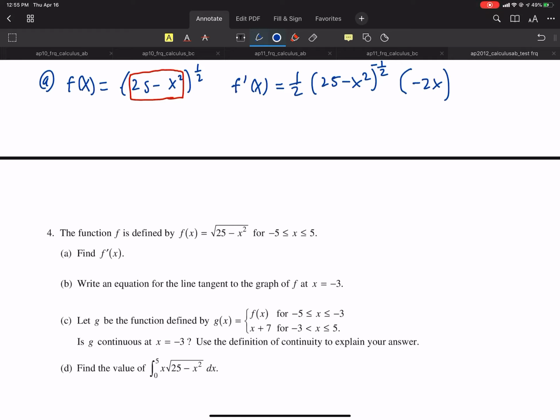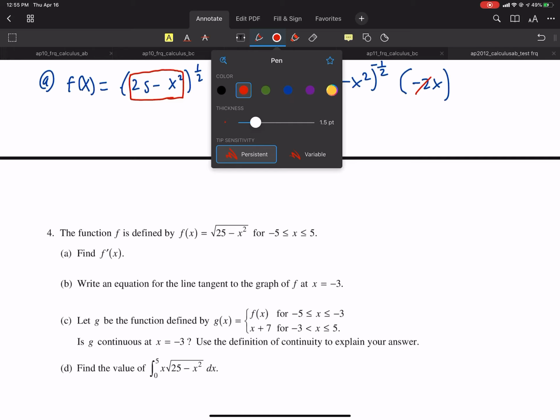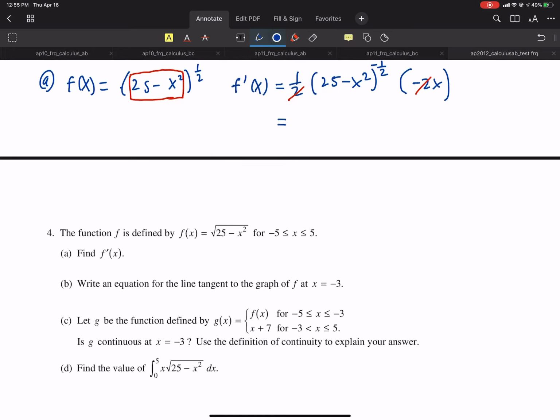If you want to simplify, you can, but that's perfectly fine. If you do simplify, that 2 cancels with that 2. And the negative 1/2 power moves to the bottom, and a 1/2 power is a square root. And on top, we're left with an x, so that's part A.